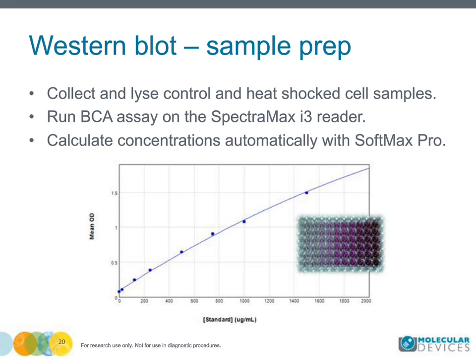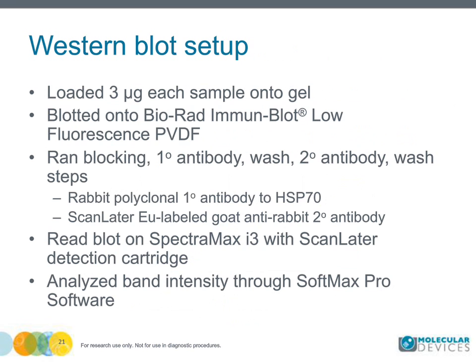There is a pre-configured protocol in the software that allows you to set up the standard curves for the BCA automatically, and from those standard curves, the unknowns, or your sample concentrations, are automatically calculated. So it simplifies this step greatly. So once we have our quantitated protein samples, we can determine how much to load on each gel. We settled on 3 micrograms. That looked good for each lane on the gel.